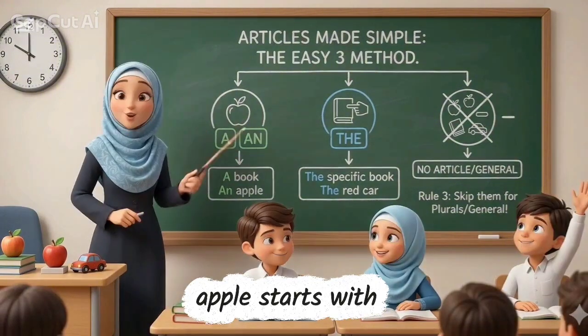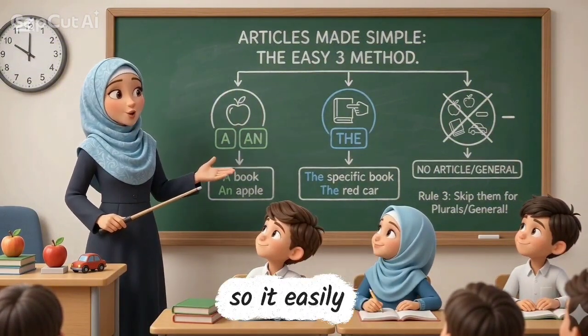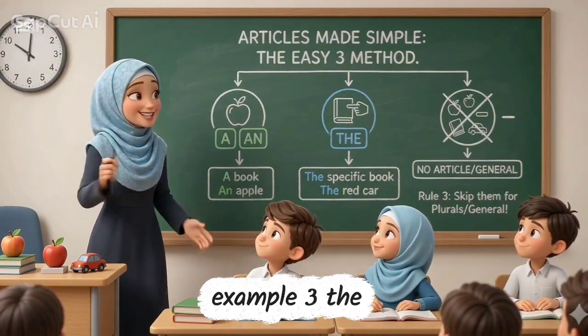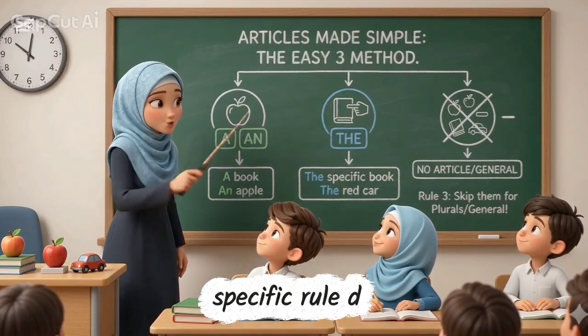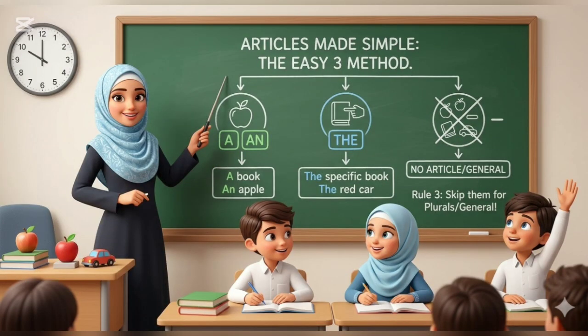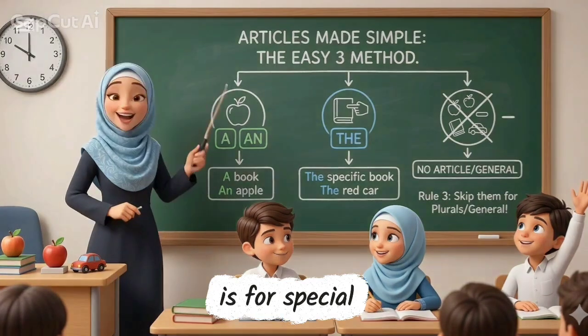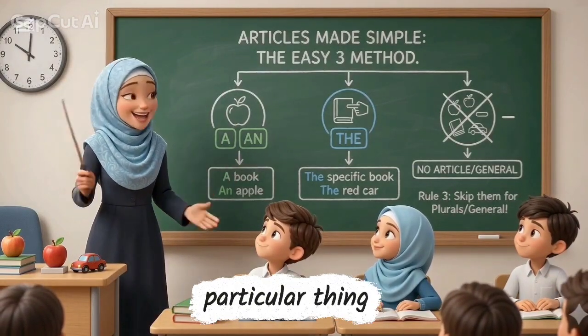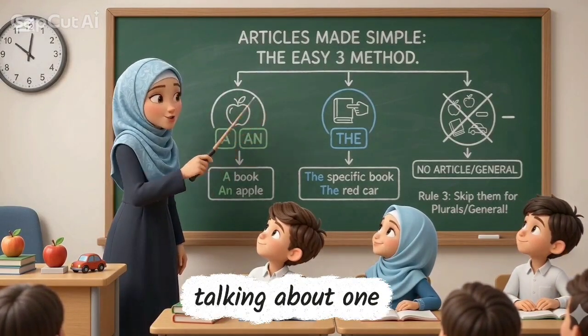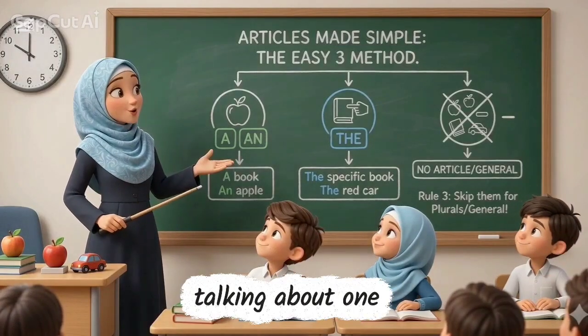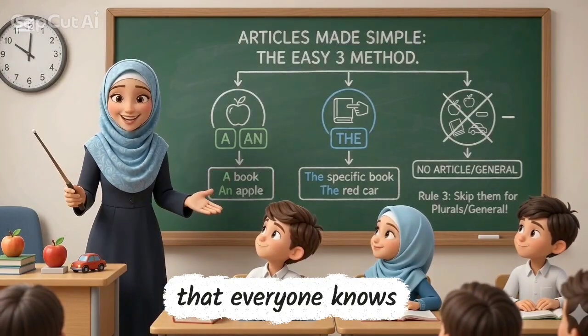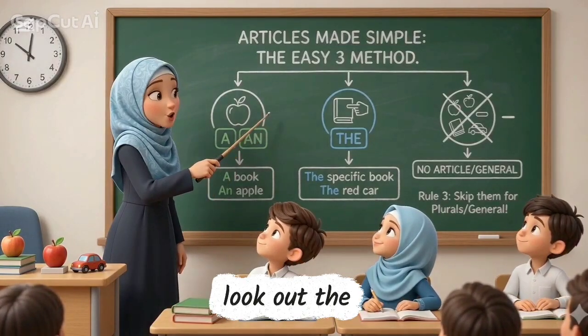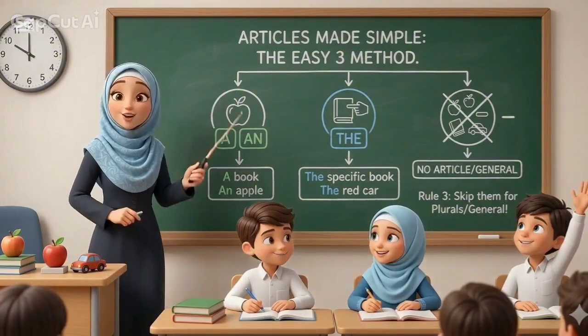Example 3. The specific rule. The. Now, step 3 is for special specific things. When we are talking about one particular thing that everyone knows, we use the. Look out the window. There is only one sun in our sky, right? So we say, the sun is shining brightly today. We use the because it is a specific, unique thing.